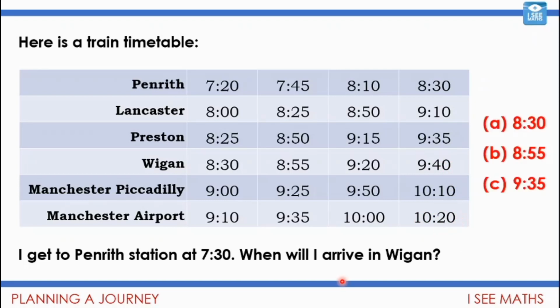I get to Penrith Station at 7:30. When will I arrive in Wigan? Will it be at 8:30, at 8:55, or at 9:35? Pause the video, see if you can work that out. Okay, let's have a look. Well, if I get to Penrith at 7:30, again, I won't have got the 7:20 train, that will have gone. So the next one is at 7:45. So when will I get to Wigan? Well, it will be this one here, at 8:55.